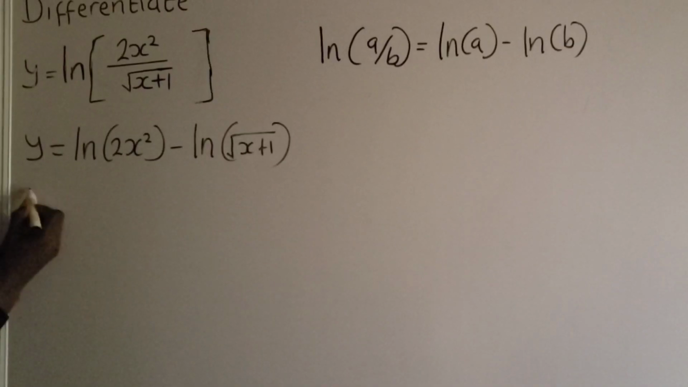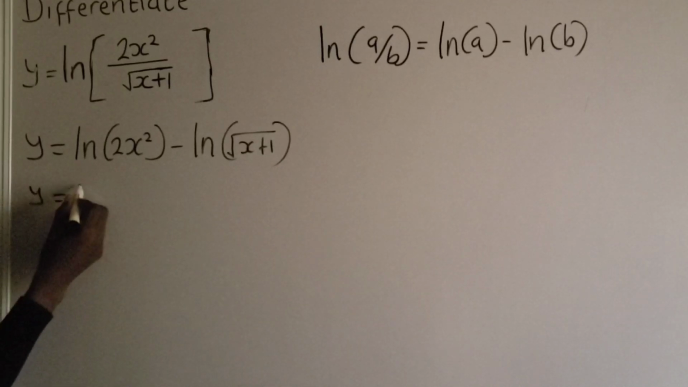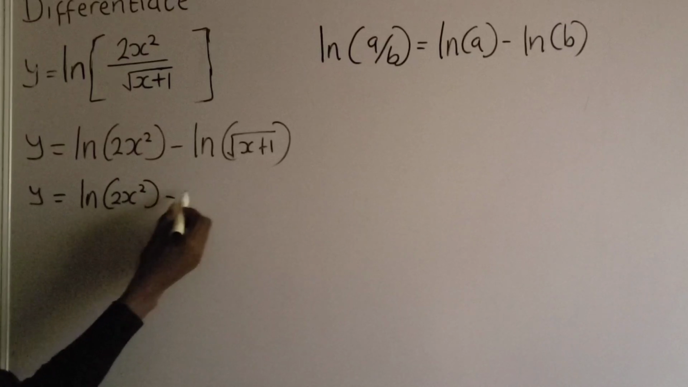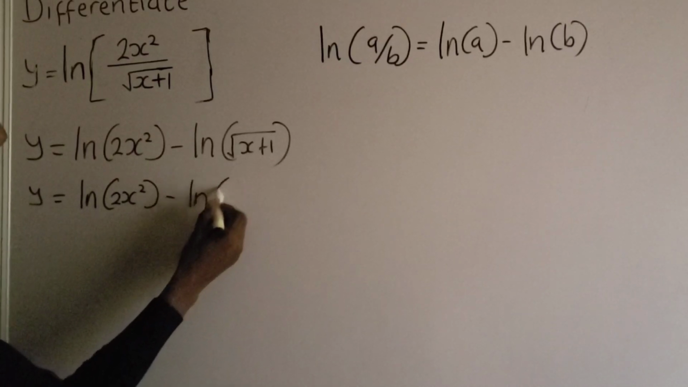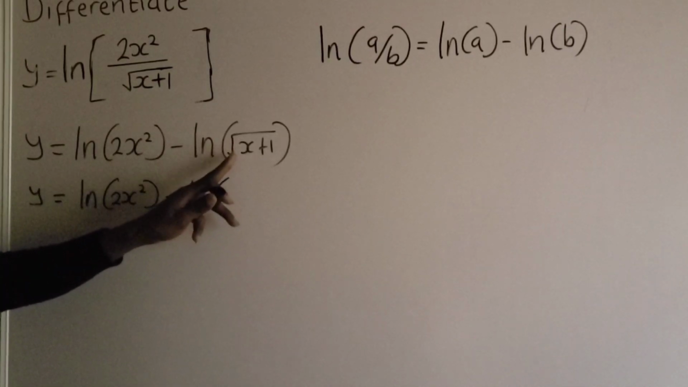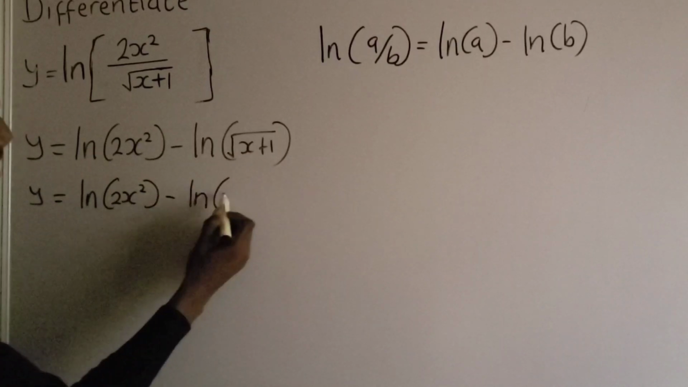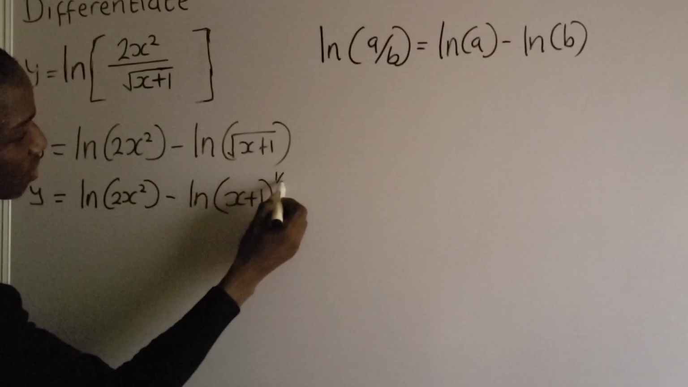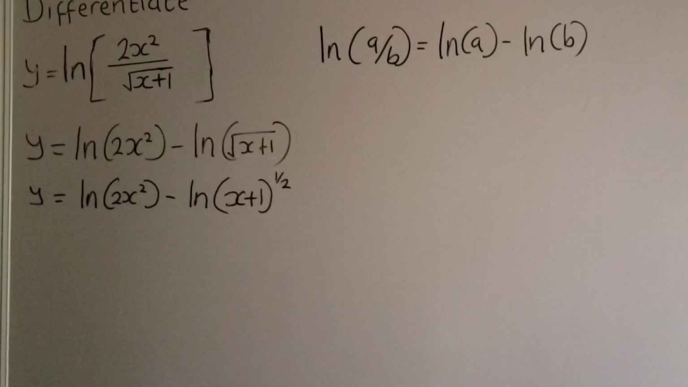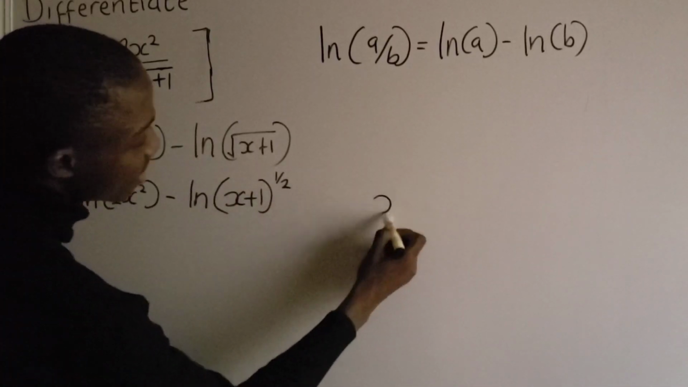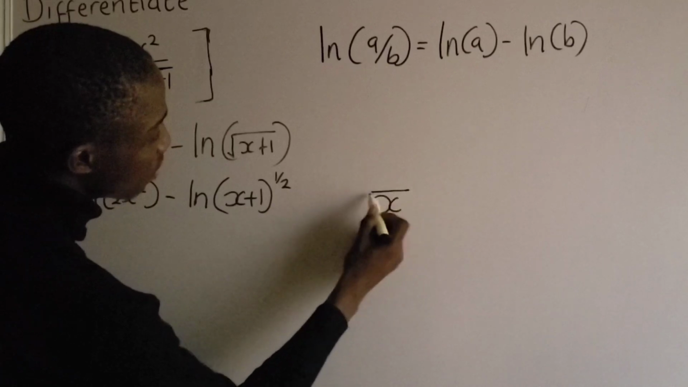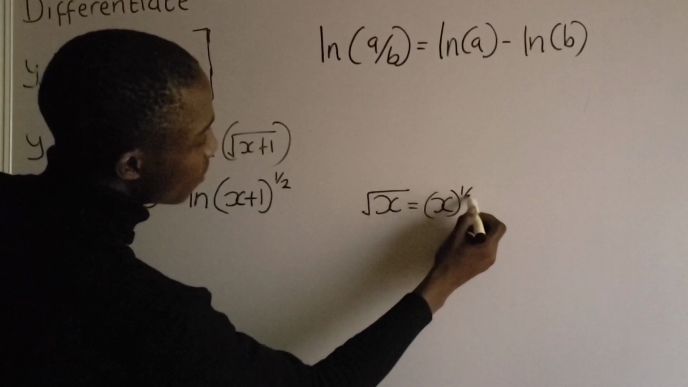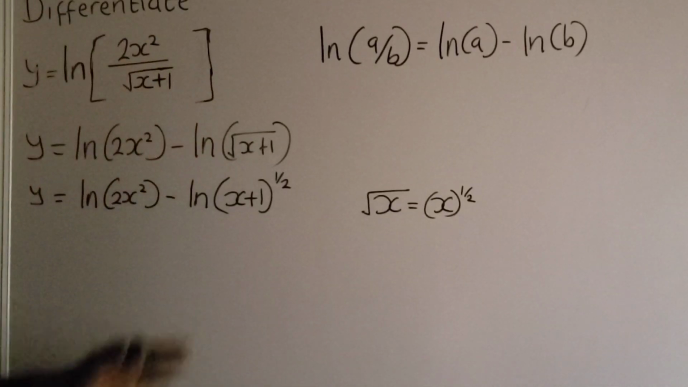Let us proceed. This can also be written as y equals natural log of 2x squared minus the natural log of, don't forget that this is root of x plus 1. So I can write it as x plus 1 all over, you understand? That is, when I have x raised to the power of square root of x, it is the same thing as x raised to the power of what? 1 over 2. You understand? So that is what I did here.